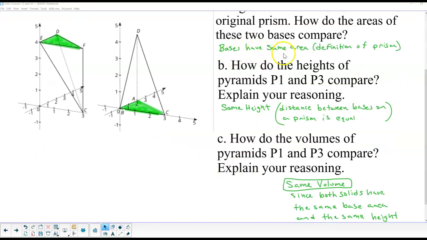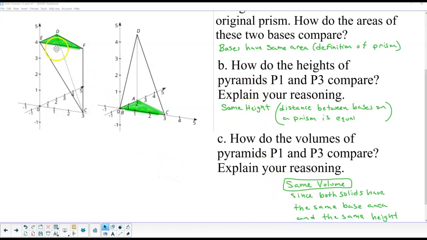So if the bases have the same area and the pyramids have the same height, then we actually had something called Cavalieri's principle that said if the cross-sectional area at every height is the same for both solids, same base, same height, same area of the base, then the volumes have to be the same, right?